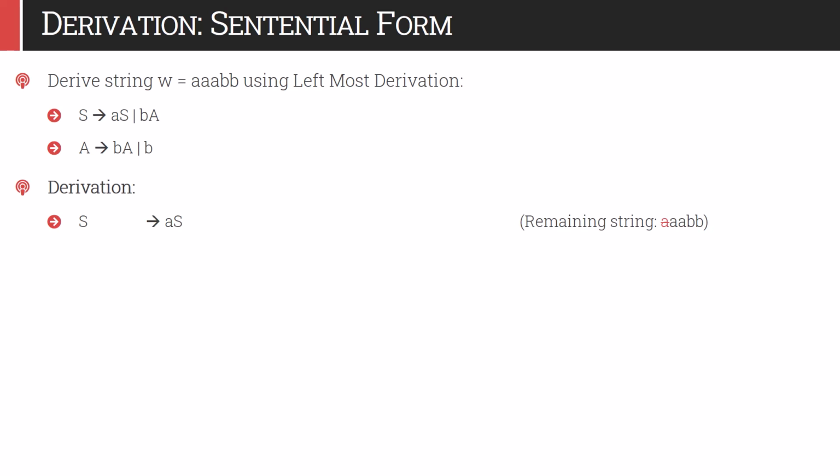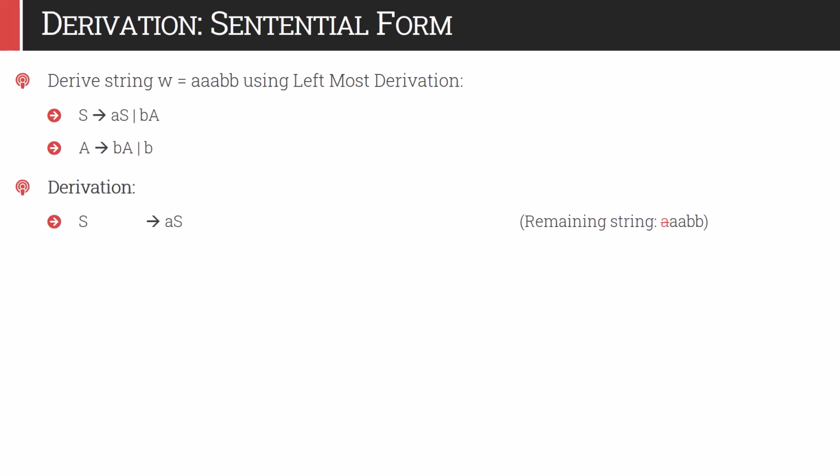S is the start symbol. We cannot start with capital A because just like in an NFA or DFA, we always start from the Q0, that is the initial state. Similarly, in grammar also we have to always use capital S or some designated production for starting. Any random production we cannot use to start with. In S, we have two productions, AS and BA. We can choose either one. If we choose BA, then the first letter of the string would be B. But we know that in W we want A as the first letter. So we are starting with AS.